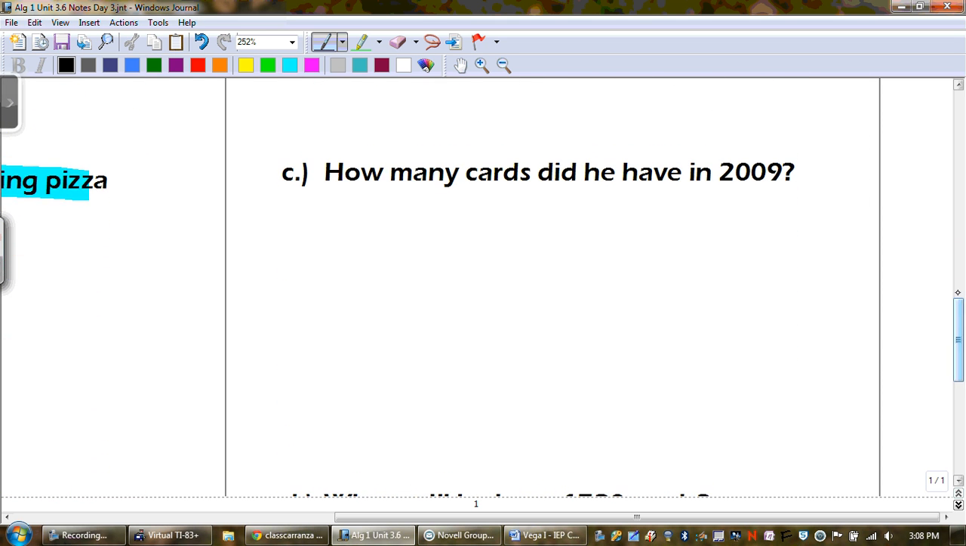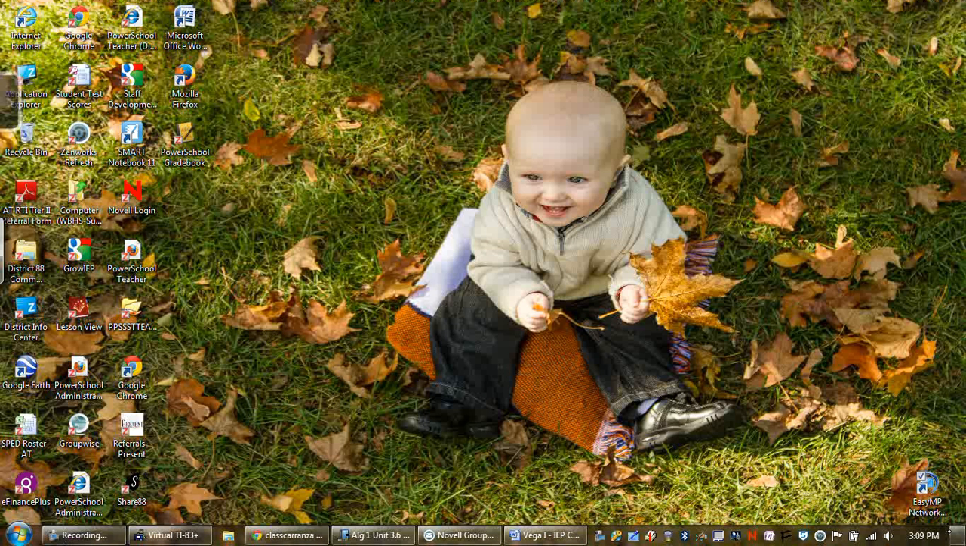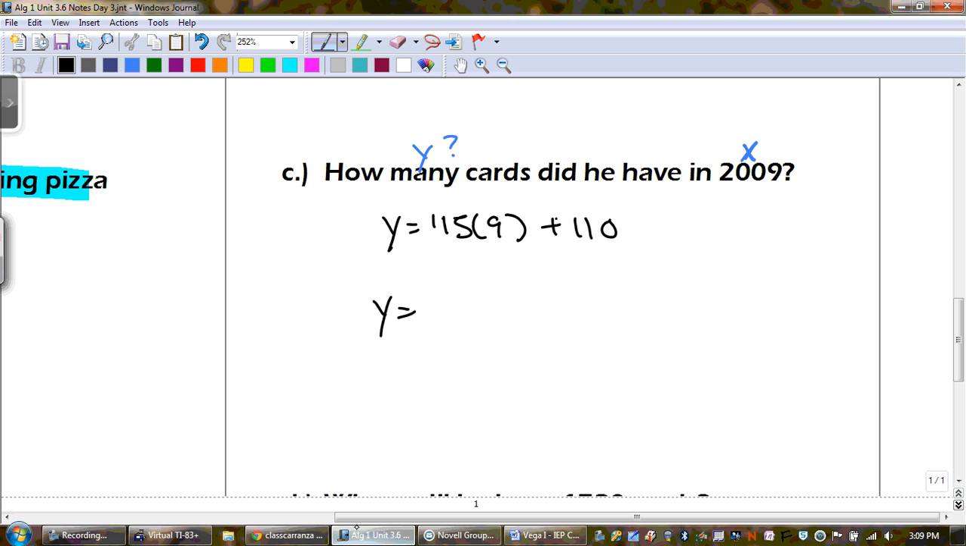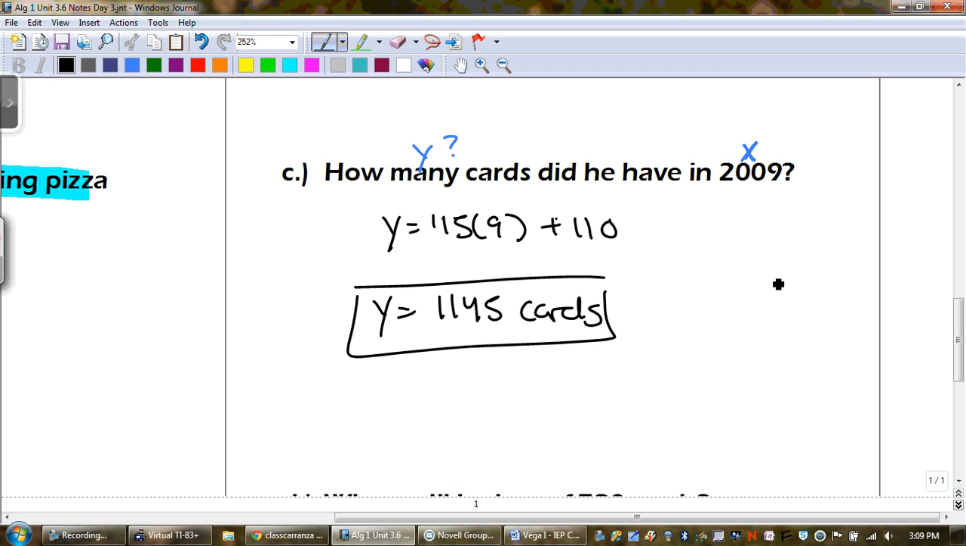C, how many cards did he have in 2009? Well, right here, that's the x. We're trying to find the y. So plug in 9: 115 times 9 plus 110. Go ahead, figure it out. So what's 115 times 9? And then add 110 to that. You should get 1,145 cards.